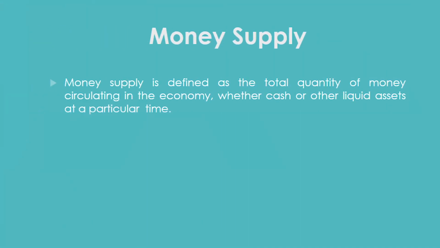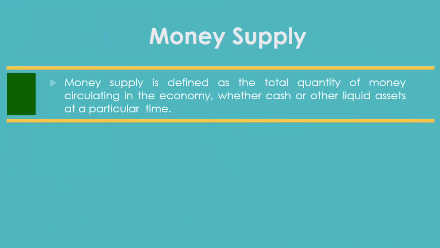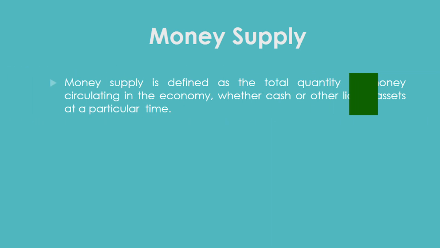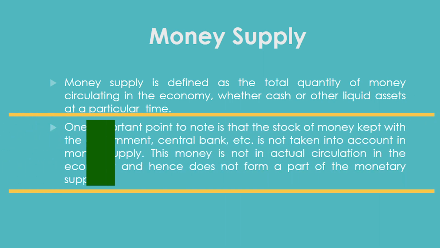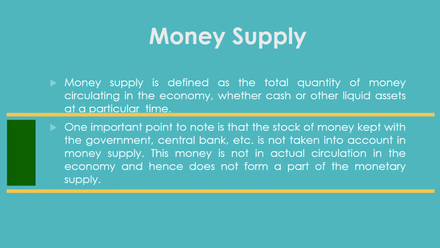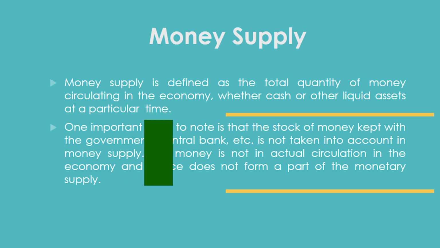If we come to the definition of money supply, it is basically defined as the total quantity of money circulating in the economy. It can be in cash or it can be in the form of liquid assets at any particular point of time. One important point that should be noted in this context is that the stock of money that is kept with the government and with the central bank, that is the Reserve Bank of India, is not taken into account in the calculation of measures of money supply.